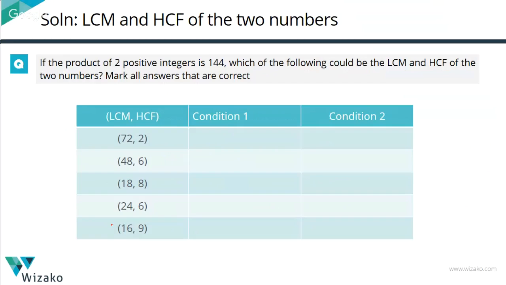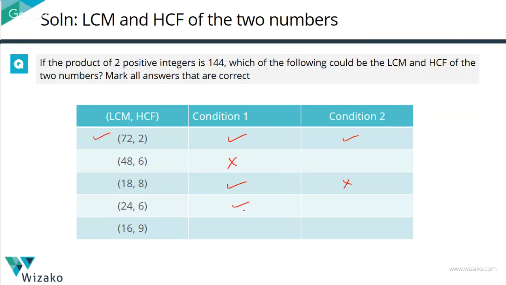Let's quickly check out each of these. 72 and 2, the product is equal to 144, passes condition number 1. Condition number 2, is 2 a factor of 72? Certainly yes. So this is one set which will work. 48 and 6, the product is not equal to 144. Even if one of the conditions fails, you don't have to bother about it. 18 and 8, product is equal to 144, satisfies this condition. Is 8 a factor of 18? No, so this is not going to work.